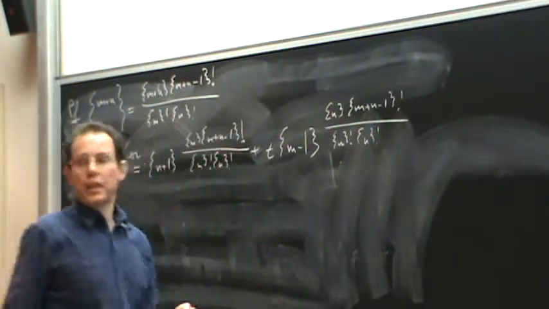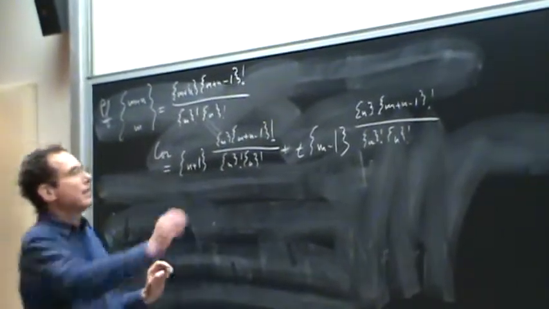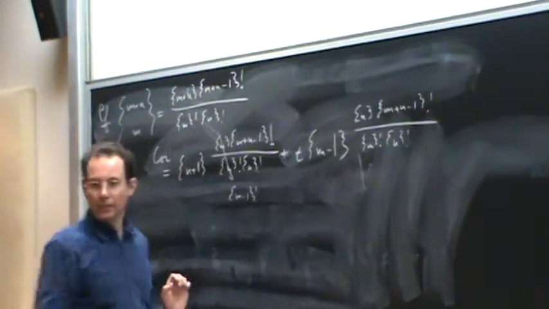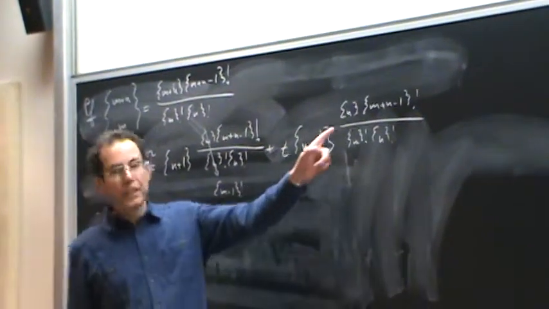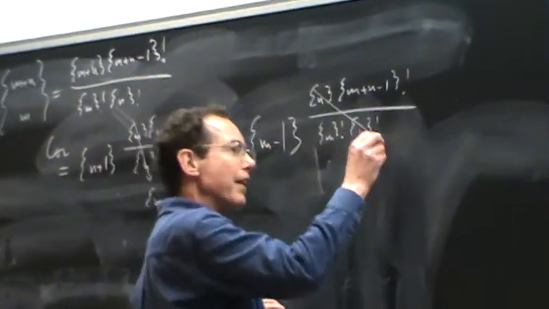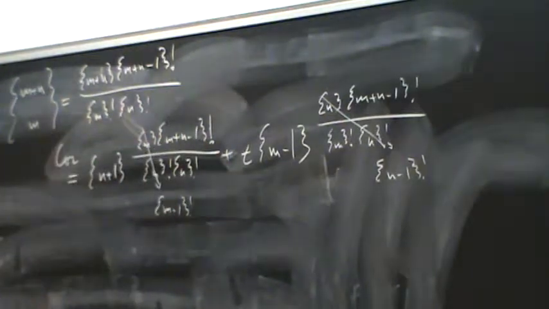Why did I choose to do it that way? Yes, I'm seeing the correct hand motions. Yes, you can cancel, right? This m is going to cancel into that m factorial, leaving me with n minus 1 factorial. Similarly, this n is going to cancel into that n factorial and leave me with n minus 1 factorial. And now look what I've written down.